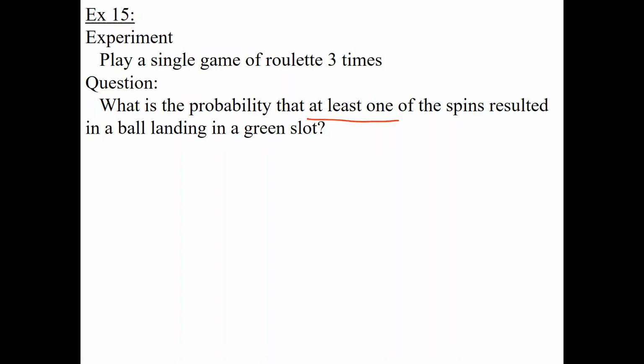Okay, so we're going to need some letters for some events. Now we need some room, so I'm going to write it over here. So we're going to say let G be the event that the ball lands in a green slot.